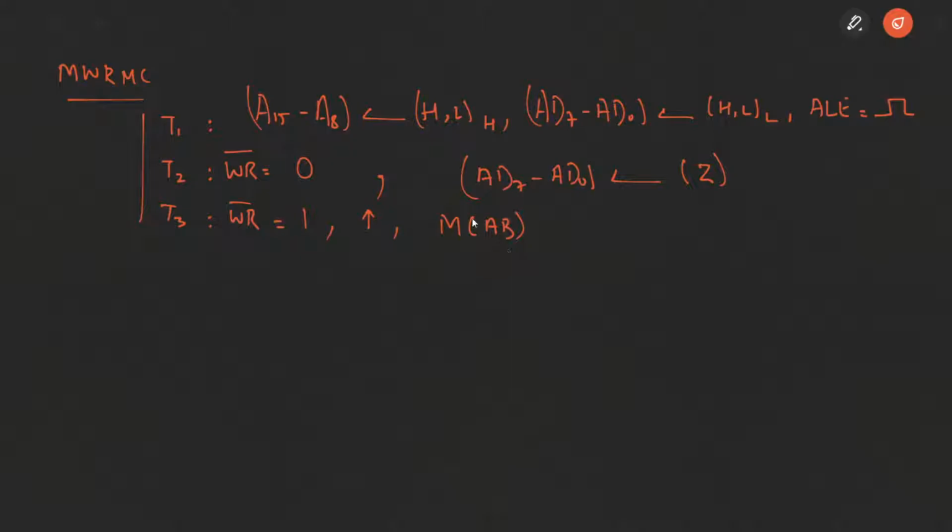whatever was on the address bus will now actually hold the location of the memory. The contents from the data bus will now be transferred to the memory location whose address has already been latched by the microprocessor from the address bus. Fine. And AD7 to AD0 basically will be holding Z. Z is basically holding the original data that was given with the instruction. So these will be your three T states, three machine cycles.